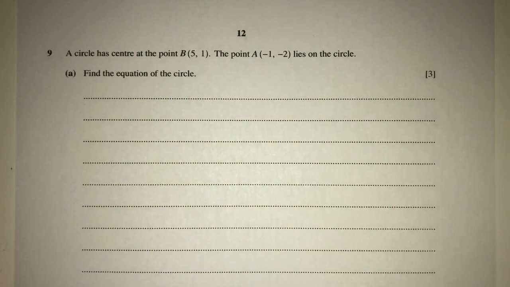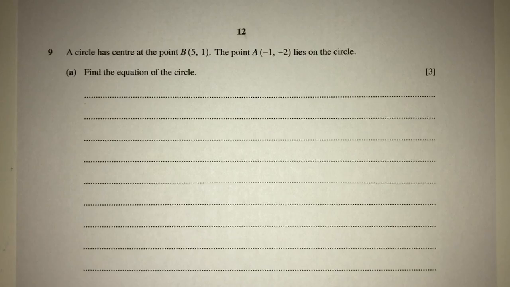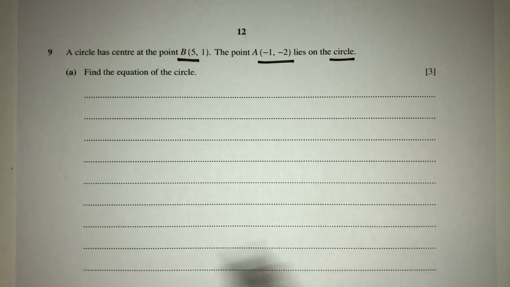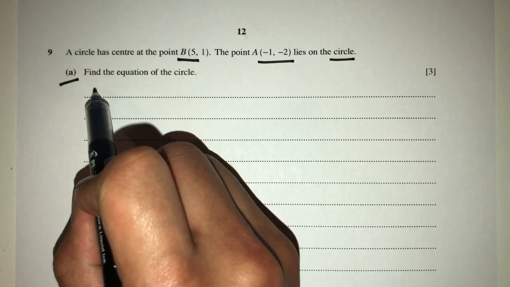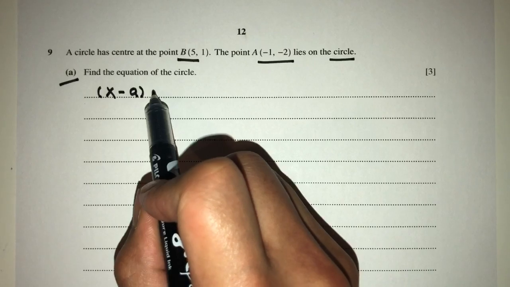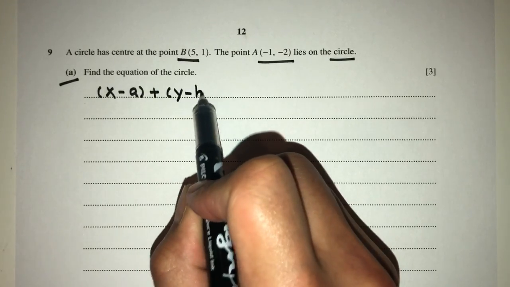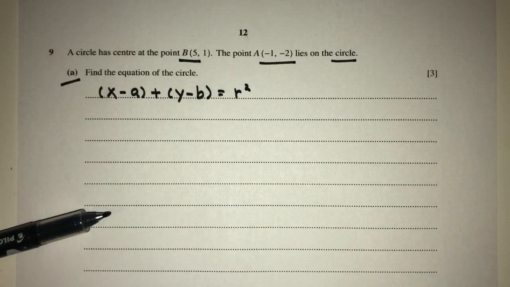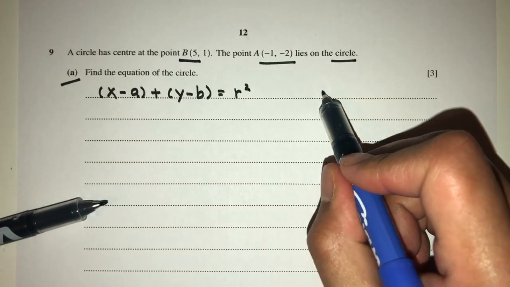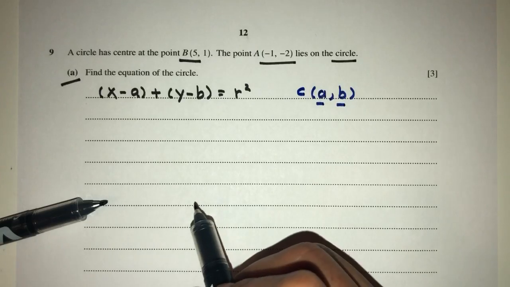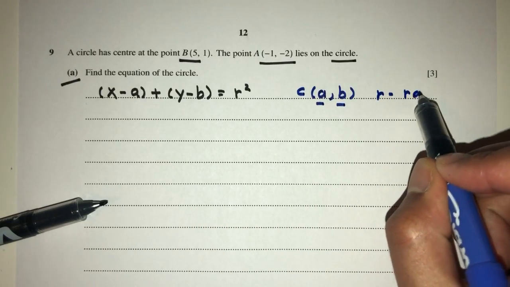Okay, let's move on to question number 9. A circle has a center B, and the point A lies on the circle. Now we have to find the equation of a circle. You have to know that the general equation of a circle looks like this: x minus a, squared, plus y minus b, squared, equal to r squared, where a and b are the x and y coordinates of the center of the circle, and r is the radius of the circle.